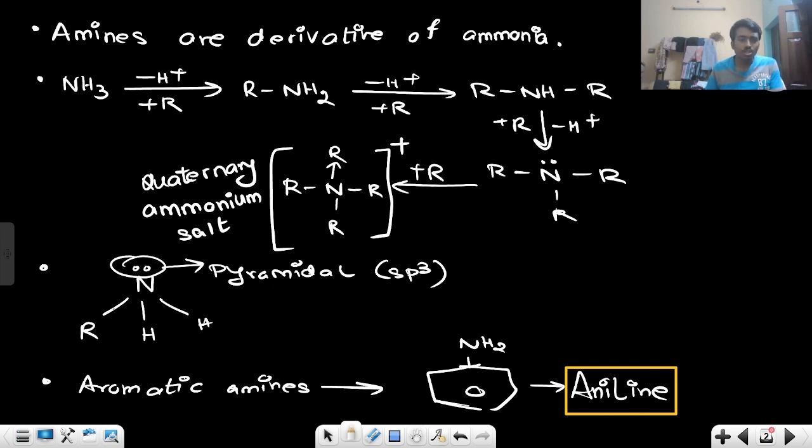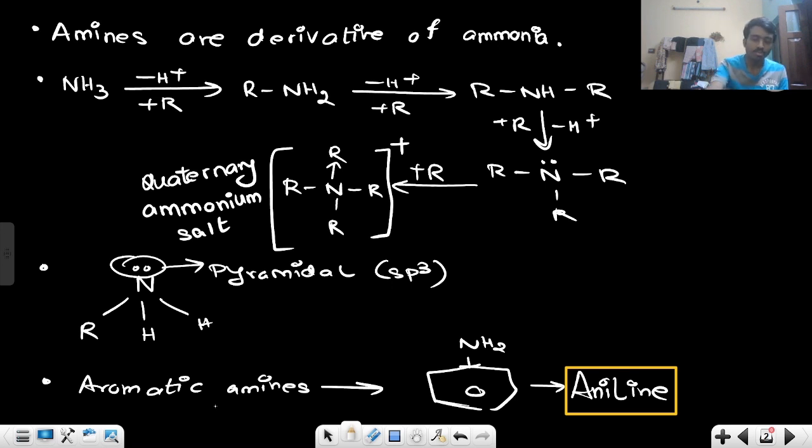Okay. Now this is not a very important thing, but you just know that in case of 1 degree amine, the nitrogen is a pyramidal shape and it is going to be sp3 hybridized. Since it is having a lone pair, definitely it is not going to be tetrahedral shape, it is going to be pyramidal shape. Alright, it is going to be sp3 hybridized. Alright, aromatic amines means the amine group is attached to the aromatic ring, that is benzene ring. The most common one we use is aniline. NH2 on top of benzene ring.